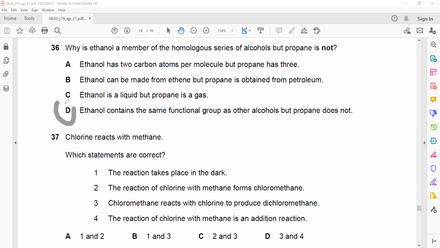So why is D the right answer? Ethanol is a member of the alcohol series, but propane is not. Ethanol has 2 carbon atoms per molecule, but propane has 3. But that's not the reason. Ethanol can be made from ethene, but propane is obtained from petroleum. This is not the reason for not belonging to the same homologous series. Ethanol contains the same functional group as other alcohols, but propane does not.